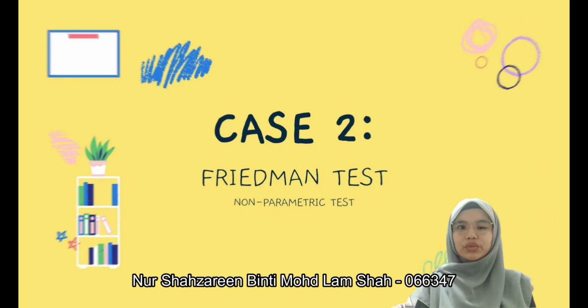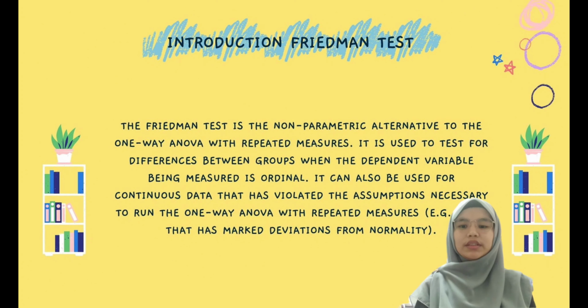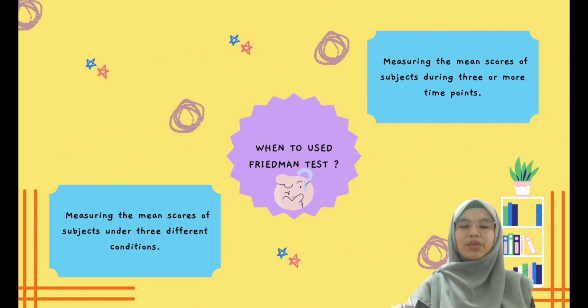Next, I would like to introduce the Friedman test. The Friedman test is a non-parametric alternative to the one-way ANOVA with repeated measures. It is used to test for differences between groups when the dependent variable being measured is ordinal. It can also be used for continuous data that have violated the assumptions necessary to run the one-way ANOVA with repeated measures, for example, data with marked deviation from normality.